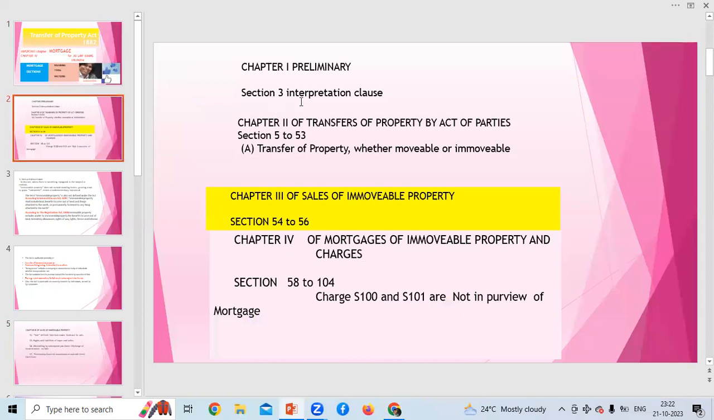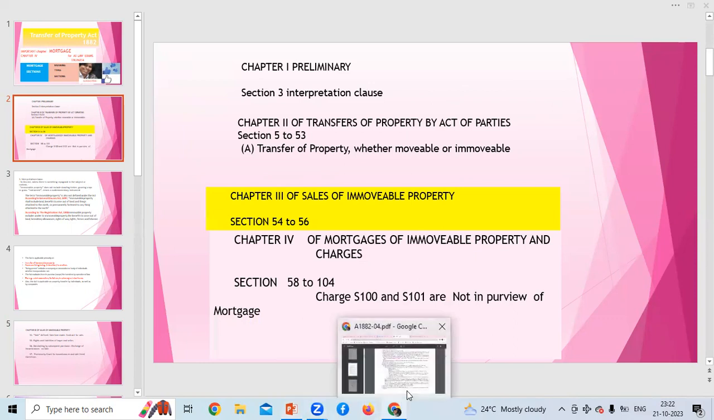So chapter 1 is preliminary. In this we have section 3, important, where the interpretation clause is there. And chapter 2 is on Transfer of Property by Act of Parties, section 5 to 53A. 53A actually.